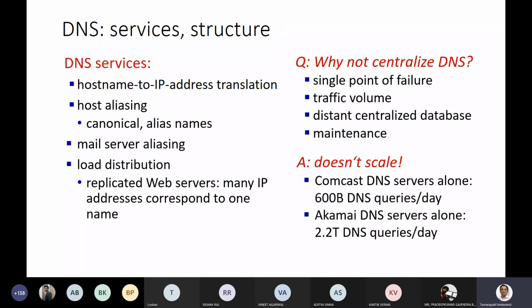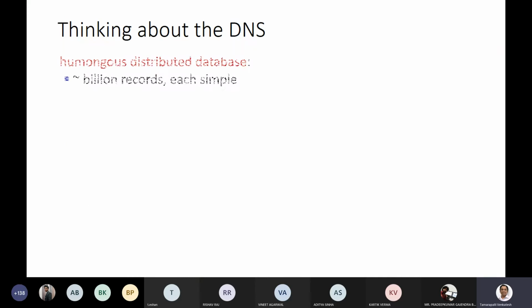Just to give you an example from the textbook, I think these are fairly recent numbers. Comcast is a major ISP in the United States. So Comcast DNS servers alone take a hit of about 600 billion DNS queries in a day. Similarly, Akamai is a major content service provider, what people call a CDN. So Akamai's DNS servers take about 2.2 trillion DNS queries a day. So with this volume of queries, there cannot be a single directory service that can scale to this level.